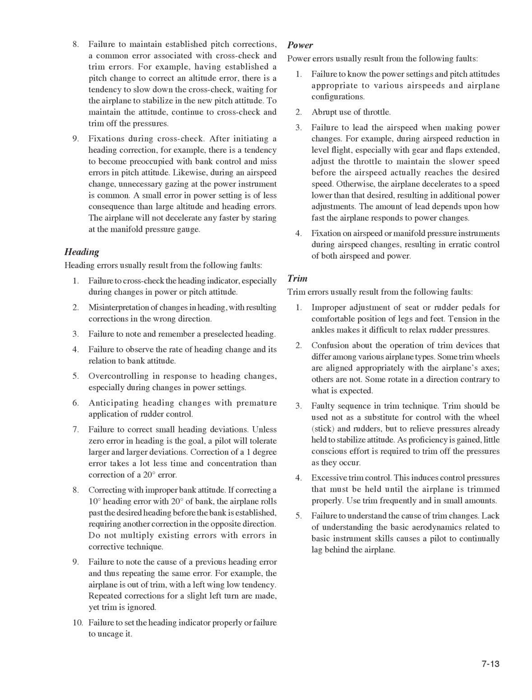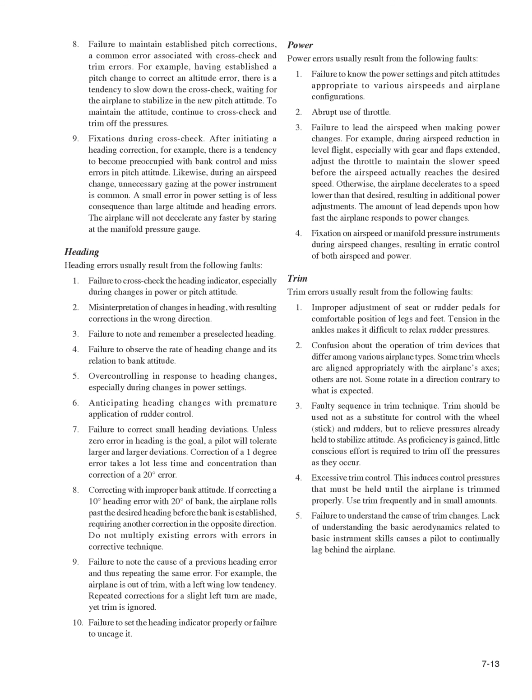For example, during airspeed reduction in level flight, especially with gear and flaps extended, adjust the throttle to maintain the slower speed before the airspeed actually reaches the desired speed. Otherwise, the airplane decelerates to a speed lower than that desired, resulting in additional power adjustments. The amount of lead depends upon how fast the airplane responds to power changes. 4. Fixation on airspeed or manifold pressure instruments during airspeed changes, resulting in erratic control of both airspeed and power.